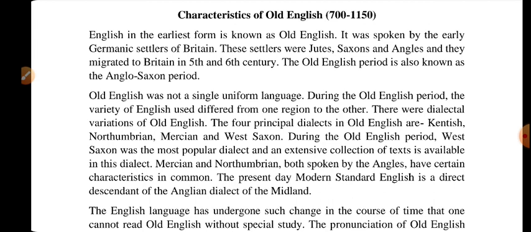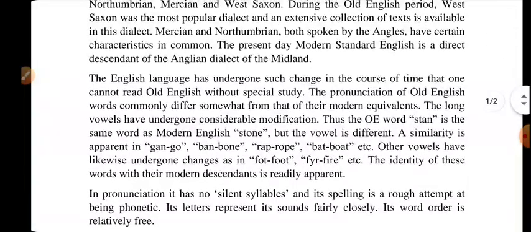During the Old English period, West Saxon was the most popular dialect, and an extensive collection of texts is available in this dialect. The Mercian and the Northumbrian, both spoken by the Angles, have certain characteristics in common. Present-day Standard English is a direct descendant of the Anglian dialect of the Midlands. The English language has undergone such changes in the course of time that one cannot read Old English without special study. The pronunciation of Old English words commonly differs somewhat from that of their modern equivalents.